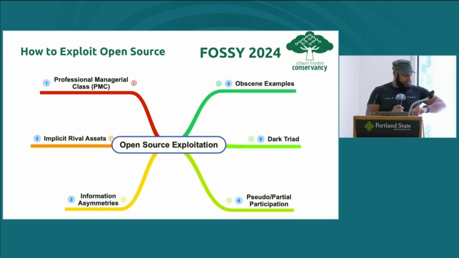So, a quick way to describe, in a couple of minutes, how to exploit open source. You've got the professional managerial class; you've got implicit rival assets, so people not being able to even think about or reason about or know what the assets are, like intention. Information asymmetries, you just talked about that. Pseudo and partial participation, as far as decision-making power over the surplus. And you've got the dark triad: as you get more mature in your exploitation, you implement one of those three. And then the examples. You can't even talk about the examples within exploitation because they're inappropriate, right?